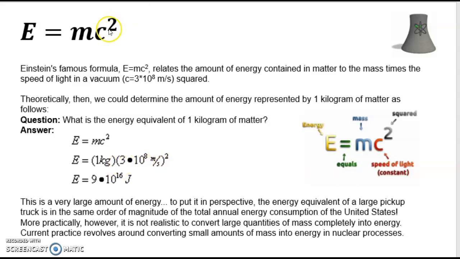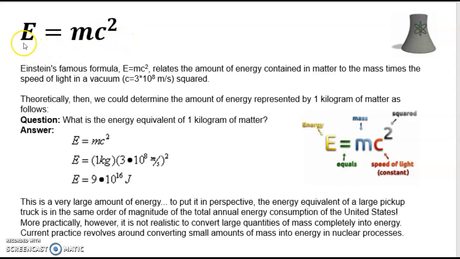And so when you square 3 times 10 to the 8th, you get an even bigger number. 3 times 10 to the 8th times itself would be 9 times 10 to the 16. So it'd be 9 with 16 zeros after it. So it's a large number. But in this equation, it's a constant, right? The speed of light doesn't change. And so c squared is just a constant.